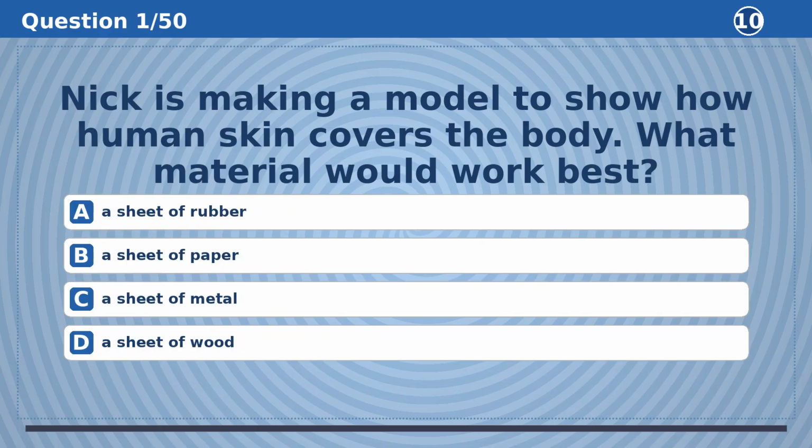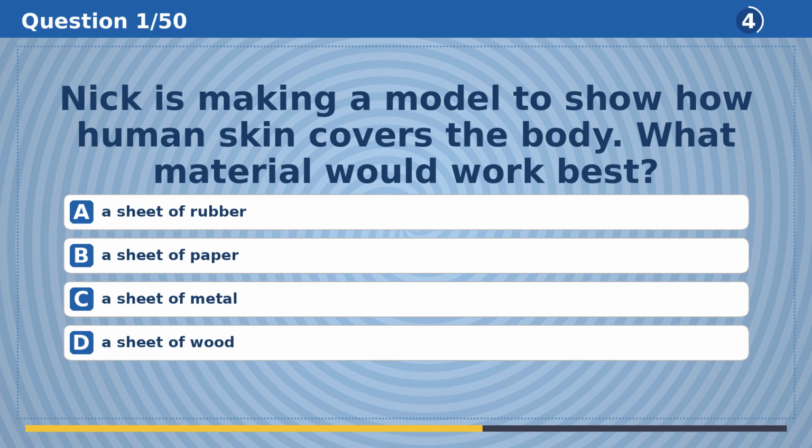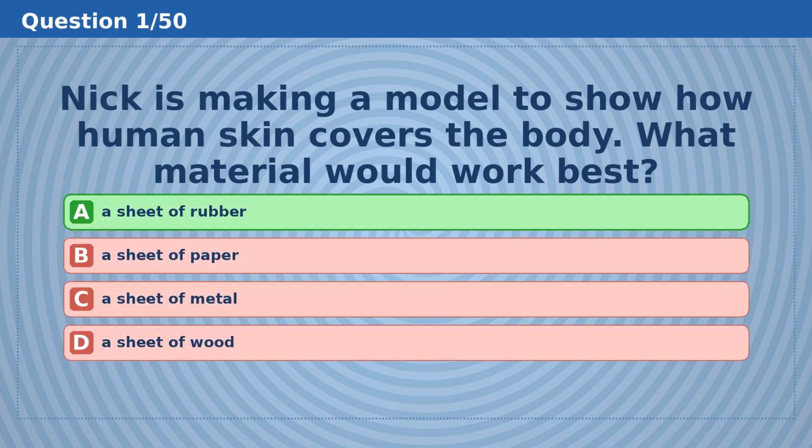3, 2, 1. Nick is making a model to show how human skin covers the body. What material would work best? The answer is A, a sheet of rubber.